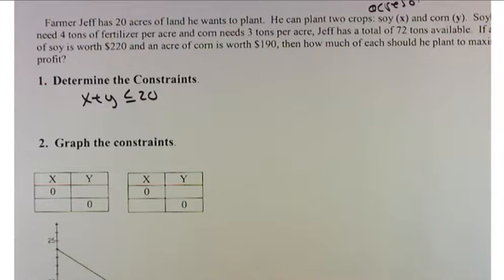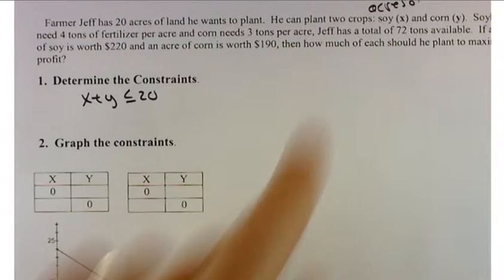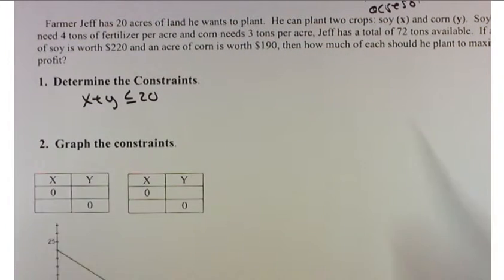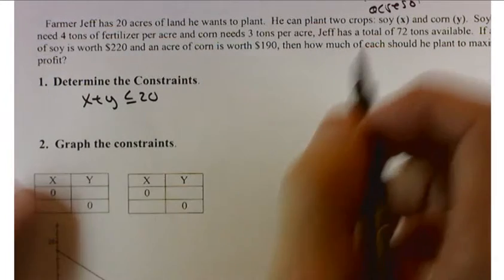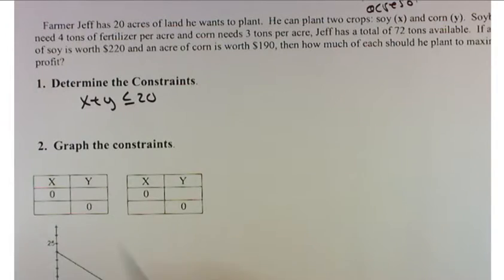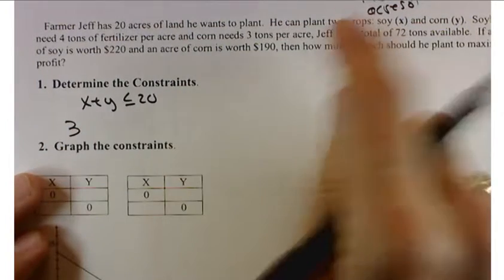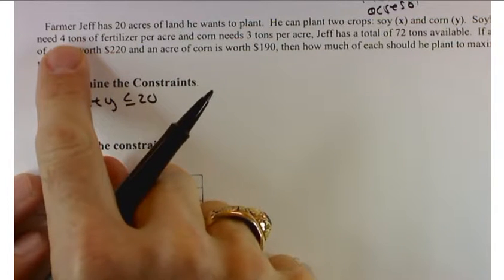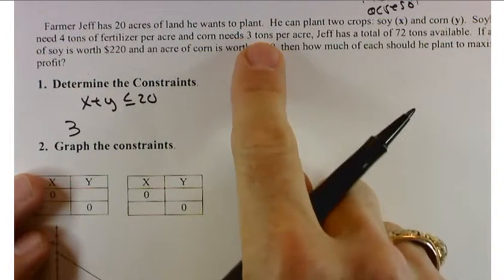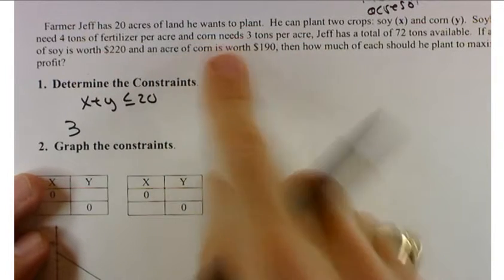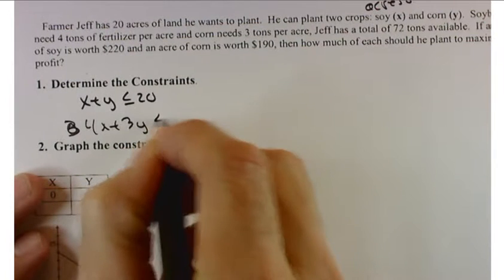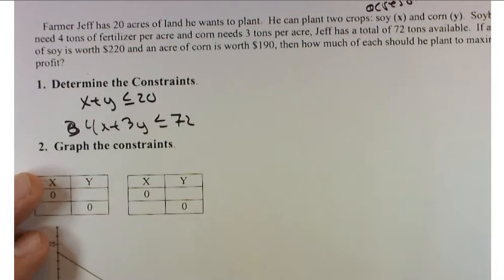Another constraint that you have to work under is you've only got so many tons of fertilizer available. Now, I chose these numbers not because they're realistic in any way, at least I hope not, but rather just because the numbers work out good. So you need 4 tons of fertilizer per acre for soy, and 3 tons per acre for corn. So that gives us another inequality. 4x plus 3y is at most 72 tons.